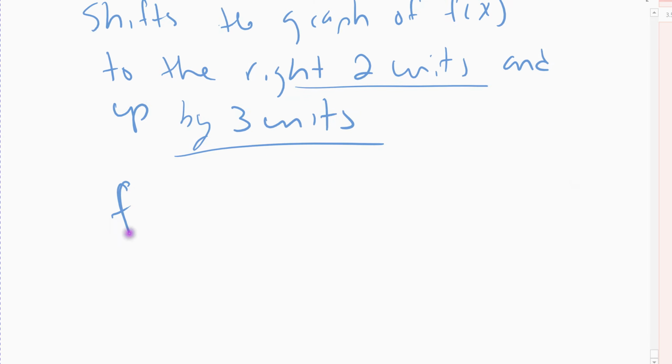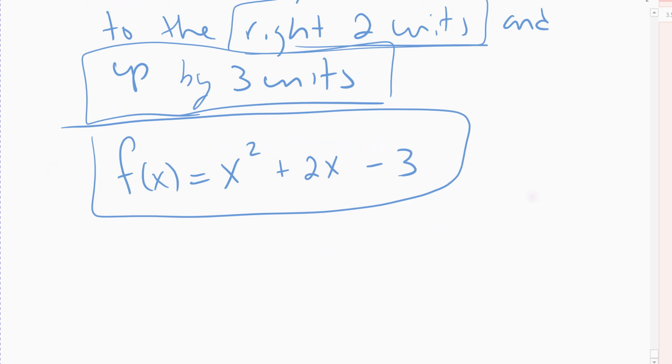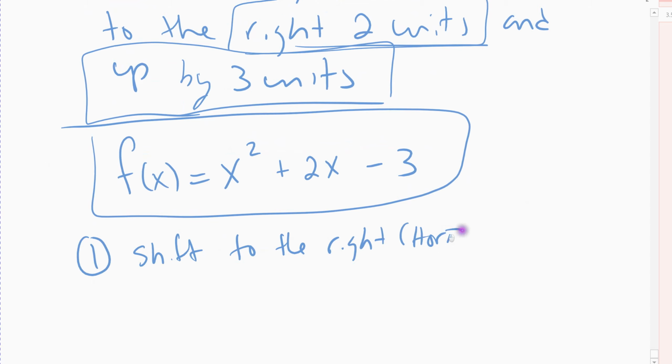All right, my original function, f of x, and again, I'm not going to graph the shift. I'm just going to write out how we change it. My original function was x squared plus 2x minus 3. That was the original. This is the function I want to shift to the right 2 units and up by 3. So we'll take care of the right first. That's a horizontal shift, which means it has to do with the x values, by 2 units.